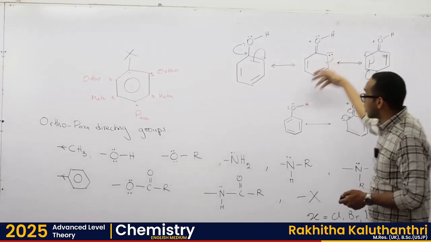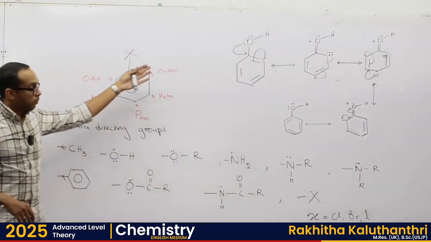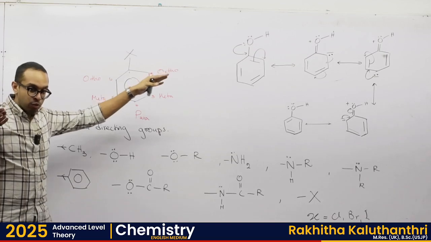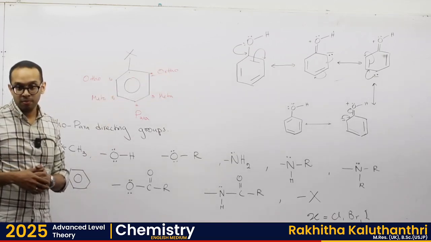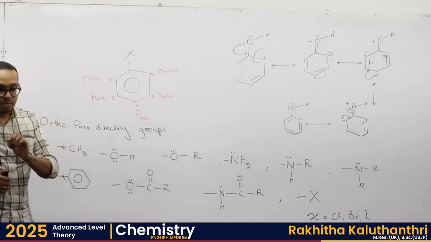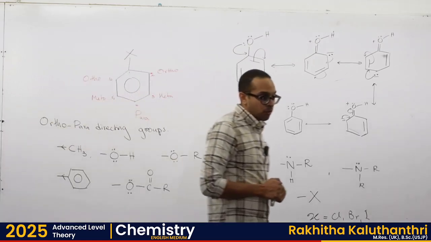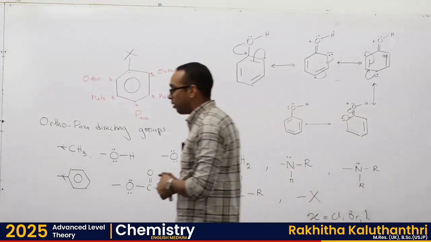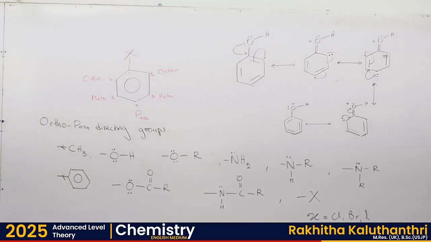So because of that, students, you will be seeing ortho-para directors will have their second group attached to either the ortho position or the para position. Is it understood? So take a new subheading, ring activation of ortho-para directing groups. Ring activation of ortho-para directing groups, and take this diagram down.